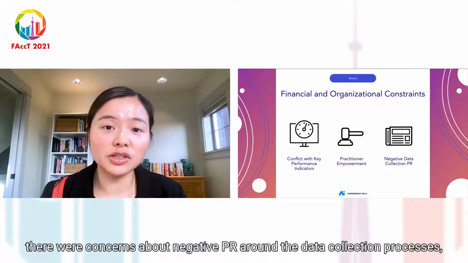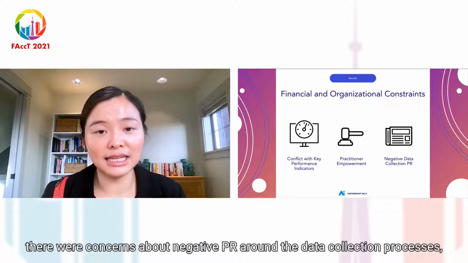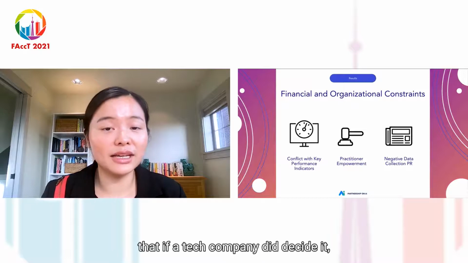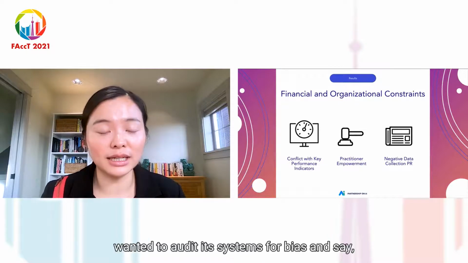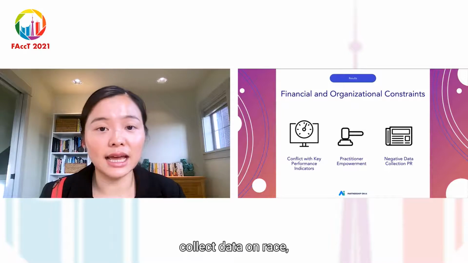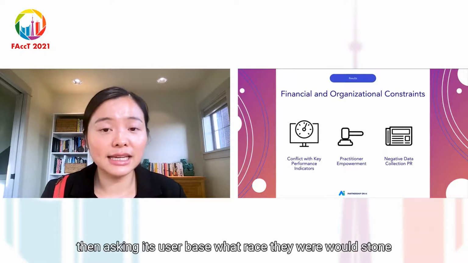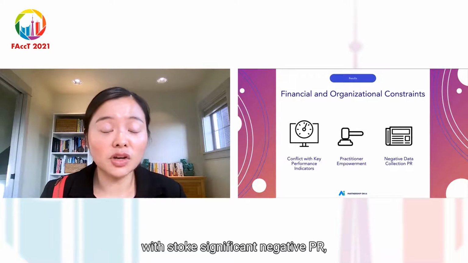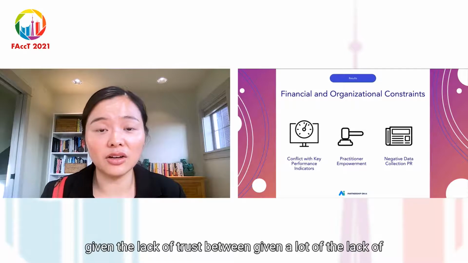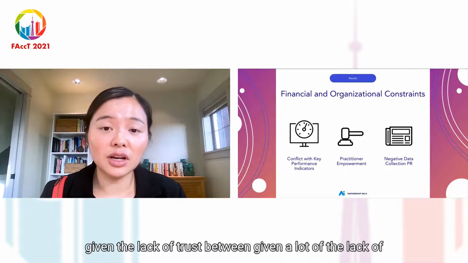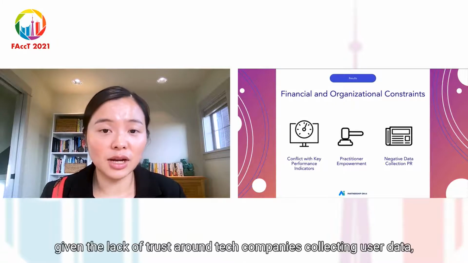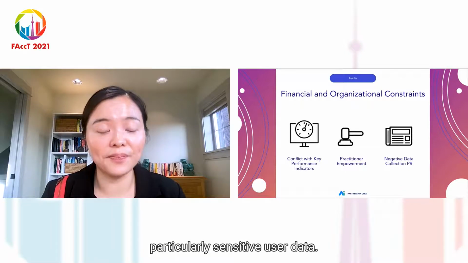Finally, there were concerns about negative PR around the data collection processes. There were concerns, for example, that if a tech company did decide it wanted to audit its systems for bias and, say, collect data on race, then asking its user base what race they were would stoke significant negative PR, given the lack of trust around tech companies collecting user data, particularly sensitive user data.